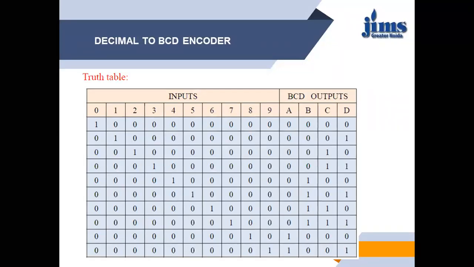Truth table: 0, 1, 2, 3, 4, 5, 6, 7, 8, 9. You can write like A0, A1, A2, A3, A4, A5, A6, A7, A8, A9. Like these 10 inputs, and the BCD output. Whenever 0 is 1, output should be 0, 0, 0, 0. Whenever 1 is 1, output should be 0, 0, 0, 1. Whenever 9 is 1, then the output should be 1, 0, 0, 1. So input is a decimal number, output is BCD.